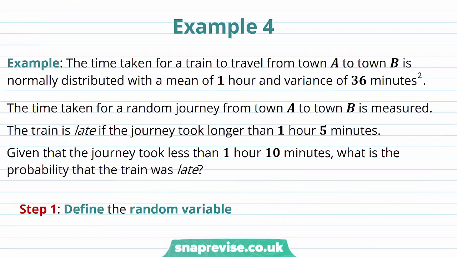Our final example tells us that the time taken for a train to travel from town A to town B is normally distributed with a mean of 1 hour and a variance of 36 minutes squared. Again, this is because the standard deviation is in minutes, but the variance is in minutes squared. The time taken for a random journey from town A to town B is measured. The train is said to be late if the journey took longer than 1 hour and 5 minutes. Given that the journey took less than 1 hour and 10 minutes, what is the probability that the train was late?